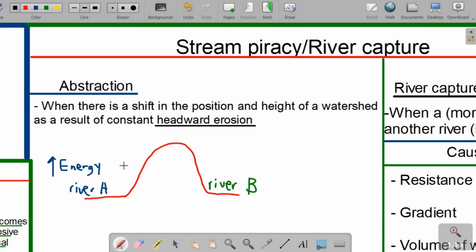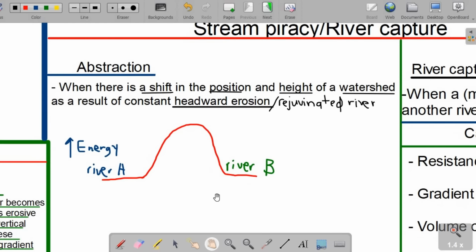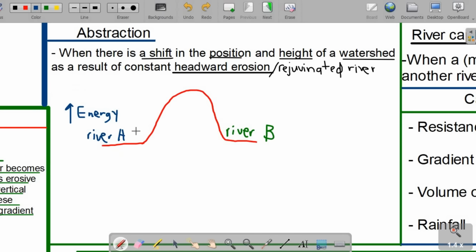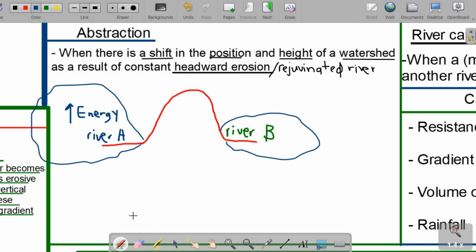Obstruction is the process where there is a shift in the position and the height of a watershed as a result of headward erosion, or we can say as a result of a rejuvenated river. So remember again, the watershed, guys, that's the boundary or the high-lying area between two drainage basins. So let's say this is river A, and it is from its own drainage basin, and river B here is on another drainage basin, and hence that would make this high-lying area here a watershed.